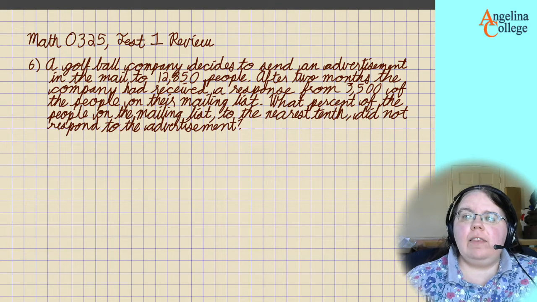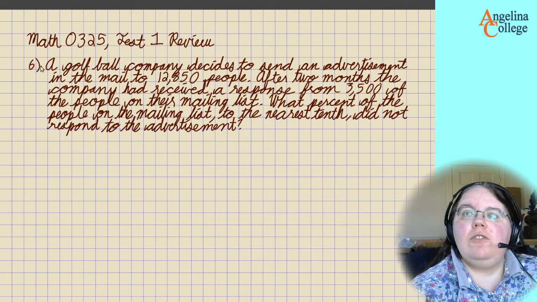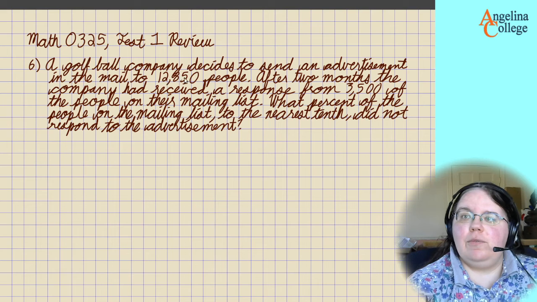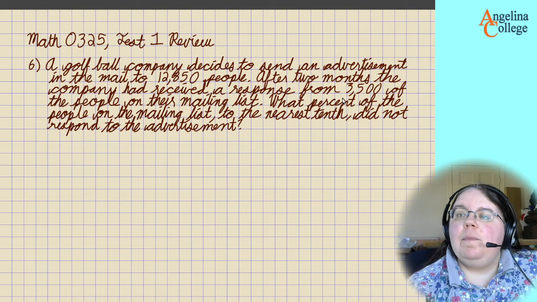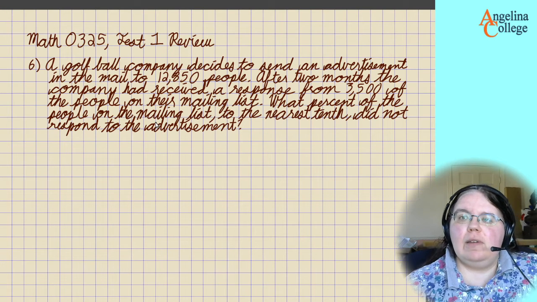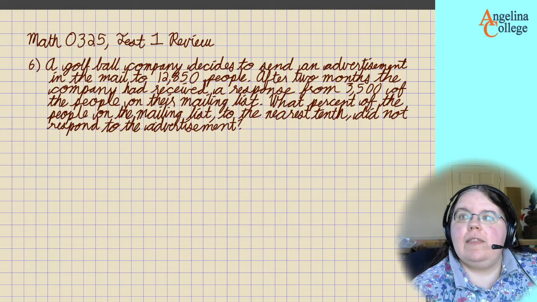We're here looking at the Math 0325 Test 1 review, specifically question 6, in which a golf ball company decides to send an advertisement in the mail to 12,850 people. After 2 months, the company had received a response from 3,500 of the people on their mailing list. That's the 12,850. What percent of the people on the mailing list, to the nearest tenth, did not respond to the advertisement? Okay, so there's more than one thing going on in this problem.